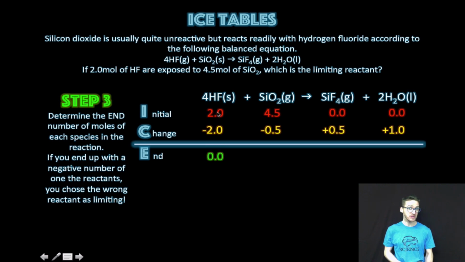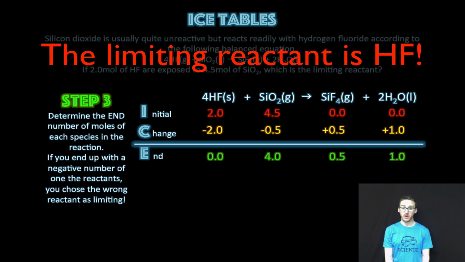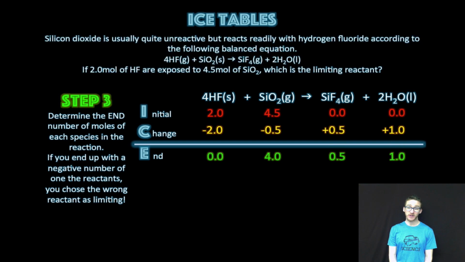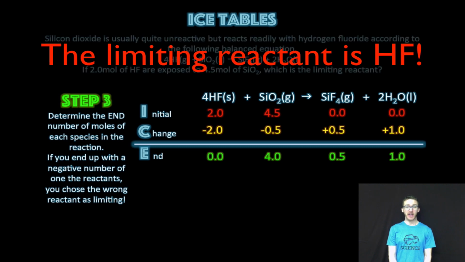So if I have 2 moles of HF and 2 moles is used up, I'm not going to have any left over. If I have 4.5 moles of silicon dioxide and 0.5 moles is used up, 4.0 moles of silicon dioxide is going to remain at the end. It's going to be in excess. And then I will have made 0.5 moles of SiF4 and 1 mole of H2O. So as I look at my ICE table, I've identified the limiting reactant as HF.